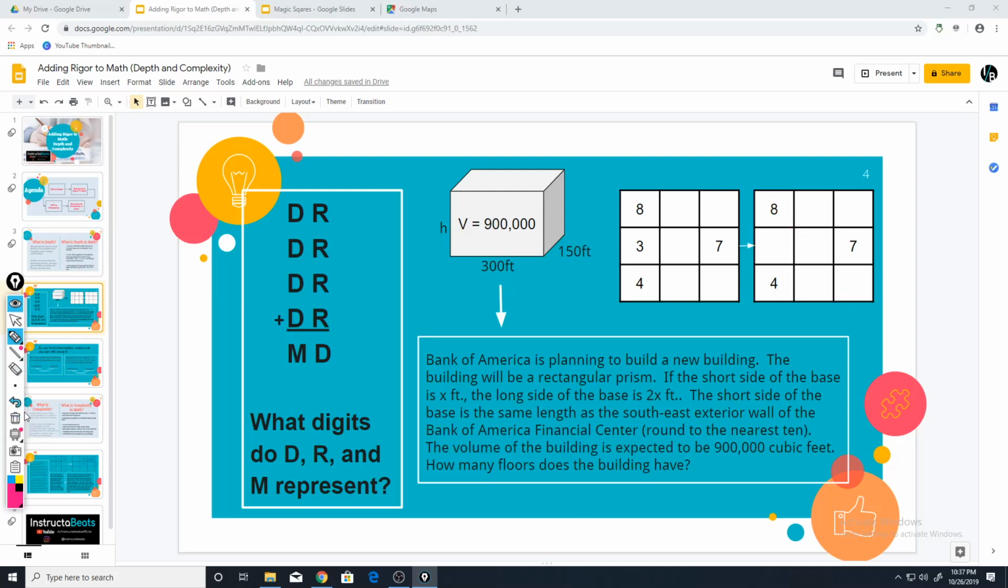I'm going to have another video come out about magic squares in the future, showing you how to create magic squares, which information can you take away from it to make it more deep, how to make magic squares more complex, and so on. So the last example for depth.